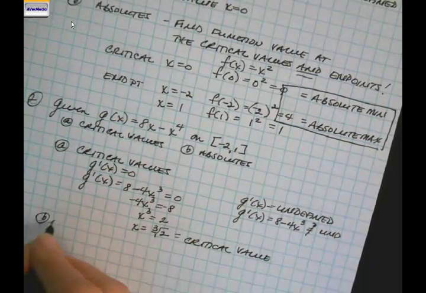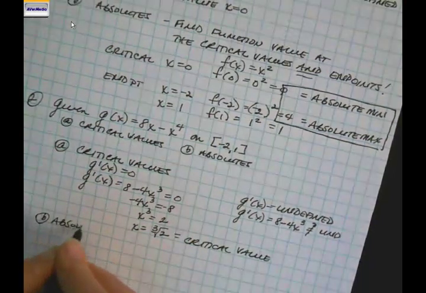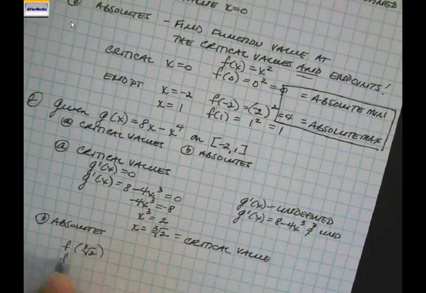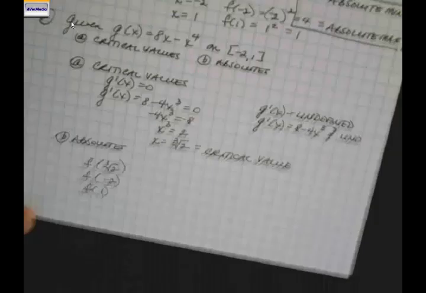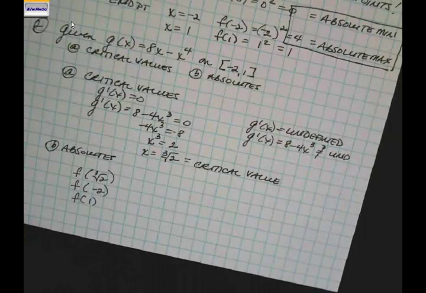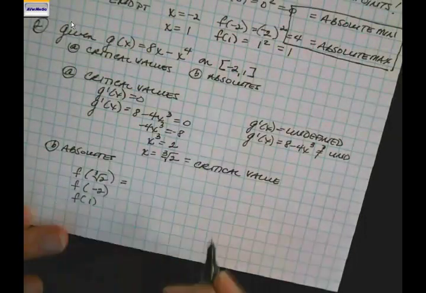Now part B is, do I have any absolutes? My absolutes are to take my function value at my critical value and my function value at my endpoints of -2 and 1 and compare the heights at all those points: the heights at the endpoints and the height where my first derivative is 0, which should either be a local max or min. Okay, so cube root of 2.